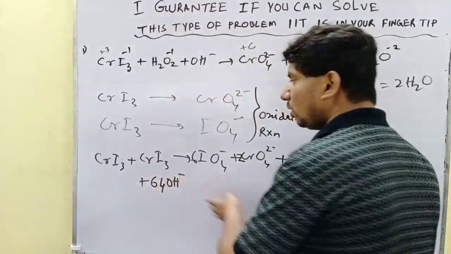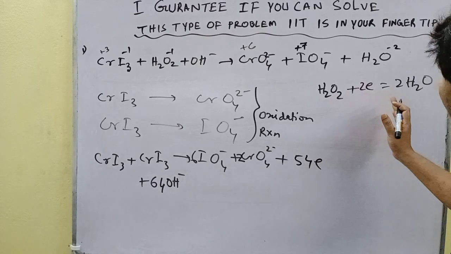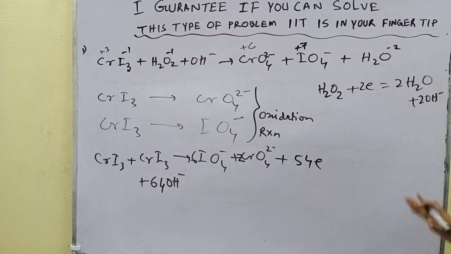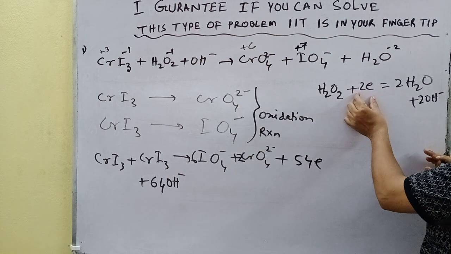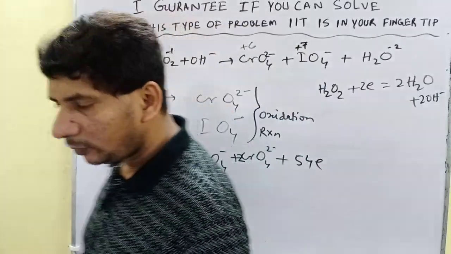So in the oxidation reaction, this is a charge balanced equation, and here we should use 2 OH minus on the right hand side, because on the left hand side there is a 2 minus. So we should charge balance by OH minus for basic medium, then there are 2 OH minus on the right hand side. So this is also a charge balanced equation, clear.